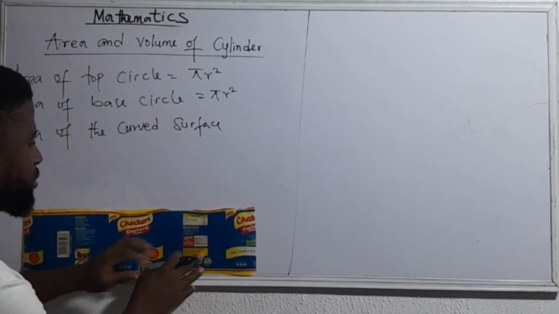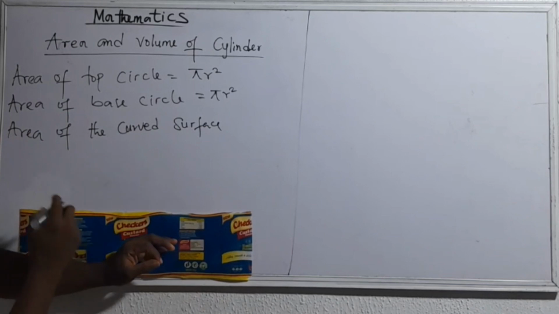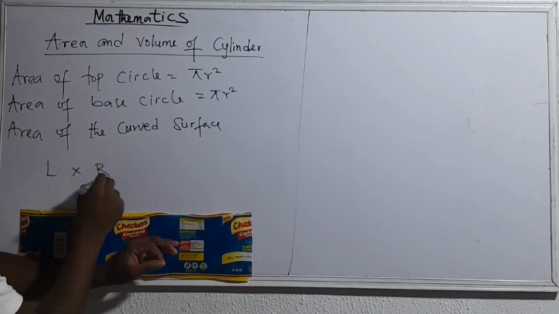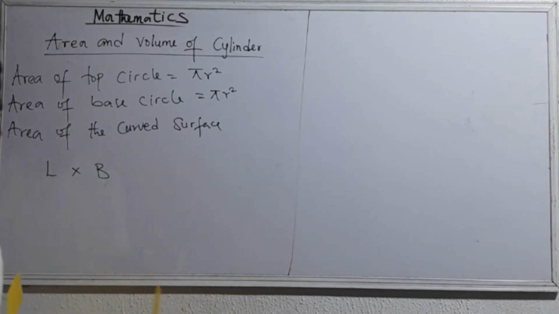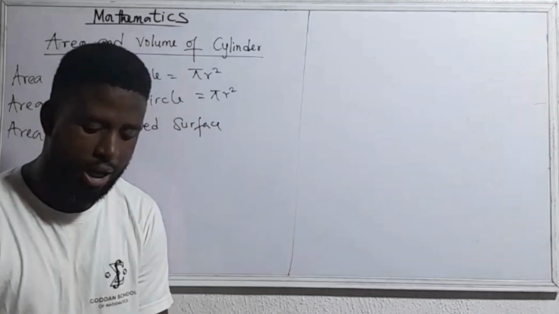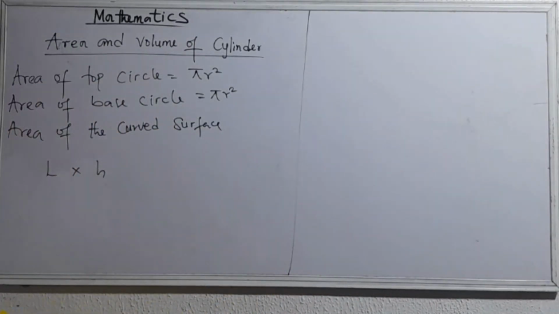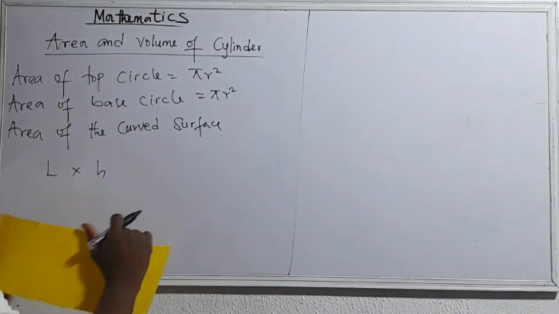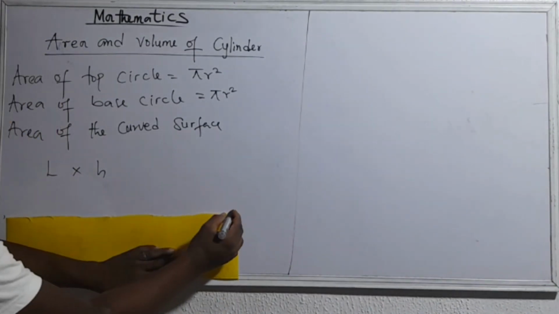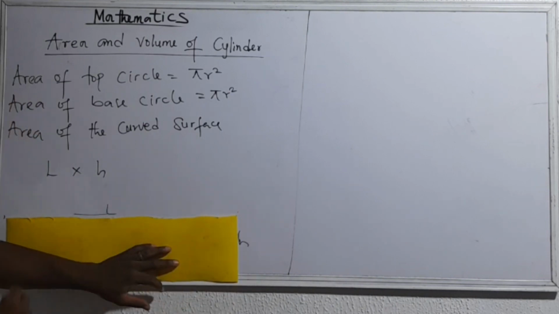So now, this curved surface is a rectangle when stretched. And the area of a rectangle is length times breadth. Now, in this case, we can call it height, because it's a cylinder, so we're looking at the height from top to bottom. So how do we get the length of this curved surface? This is a curved surface from this point to this point, which is the length. Now, this is the height, this is the length.